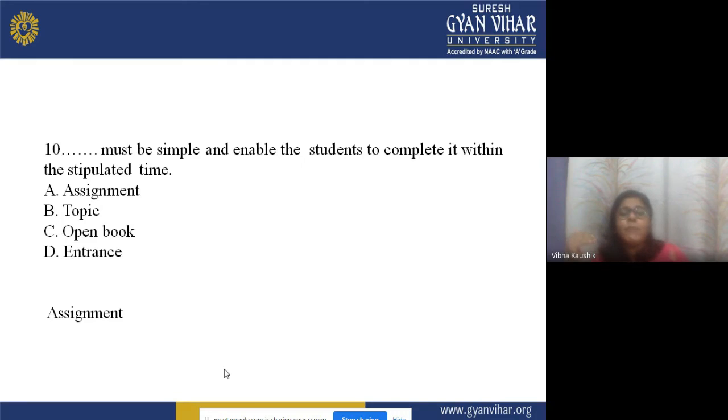It should not be very difficult for the learners. If it is really very difficult for the learners, then they might not be motivated to complete that assignment, first thing, and they are not interested in doing that assignment. And second thing, if that assignment is very difficult, then it will not be completed by the learner in the stipulated time and duration that is given by the teacher to complete the assignment.